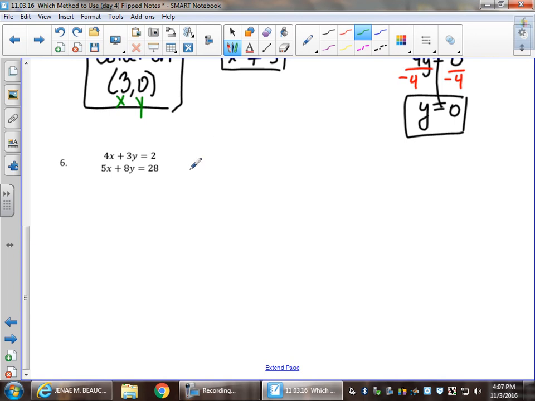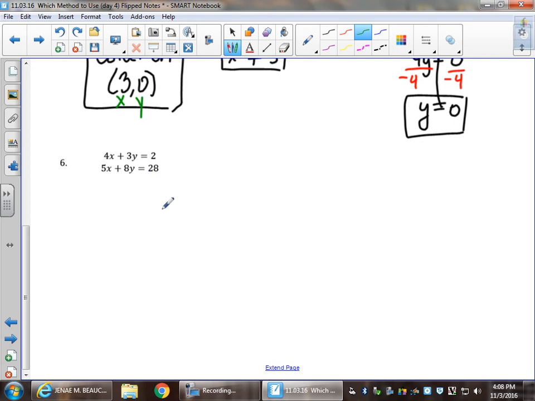Well, right away, I see that my variables are lined up, so I don't have to rearrange, which is nice. But I also notice I'm going to have to do a little more work here, because here I have 4x and 5x. I can't multiply 4x by anything to get 5x. Here I have 3y and 8y. There's nothing I can multiply this 3y by to get 8y.